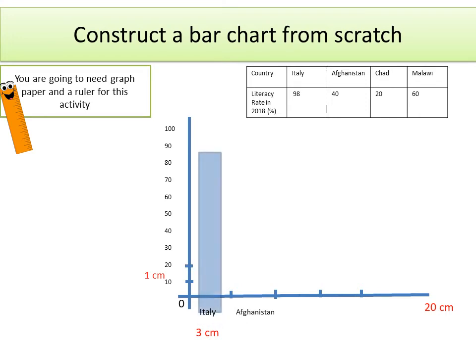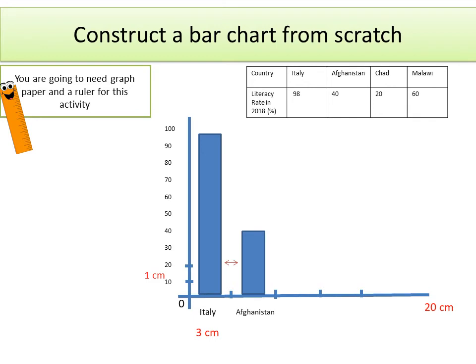Our next step is creating the bars. Our values in the table above show the literacy rate for Italy is 98%. So we will have to raise our bar to make it high enough to reach where we think 98 will be on the bar. So just like this bar, somewhere close to 100. Then we know Afghanistan has a literacy rate of 40%. So we will make our bar high enough to reach where 40 is. Just like this. But make sure you leave equal spaces between the bars. They need to be separated.